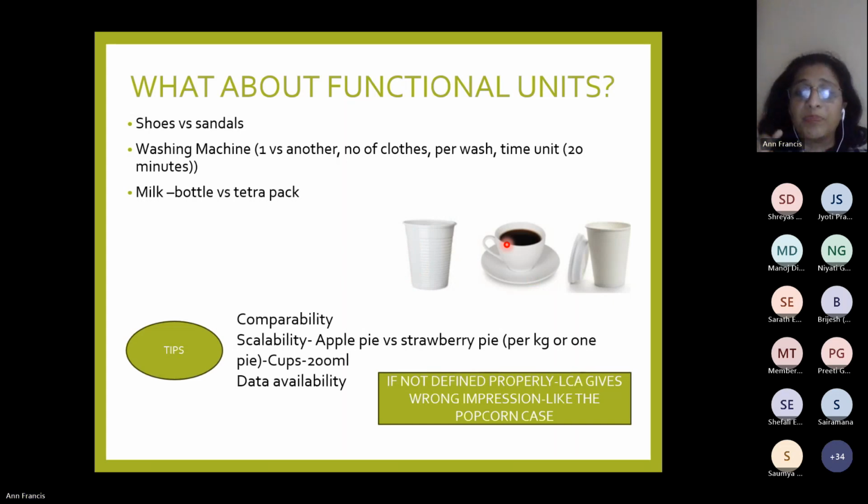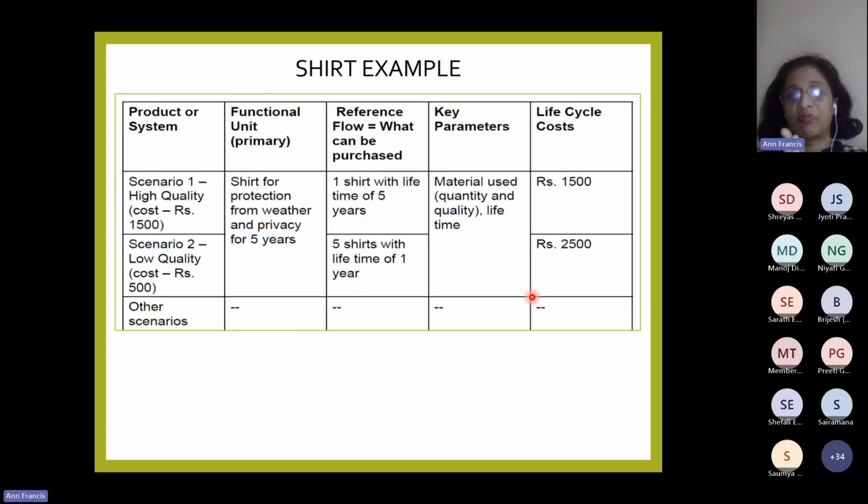And if that does not happen, if you are comparing the impact of an apple pie versus a strawberry pie, it could be a per kg comparison, or if I compare one pie to one pie, at least the shape or the size or something should be uniform there. That kind of comparability is important, because otherwise we will get a wrong impression, just like we got in the case of the popcorn study, where the volume versus the kg study was different.